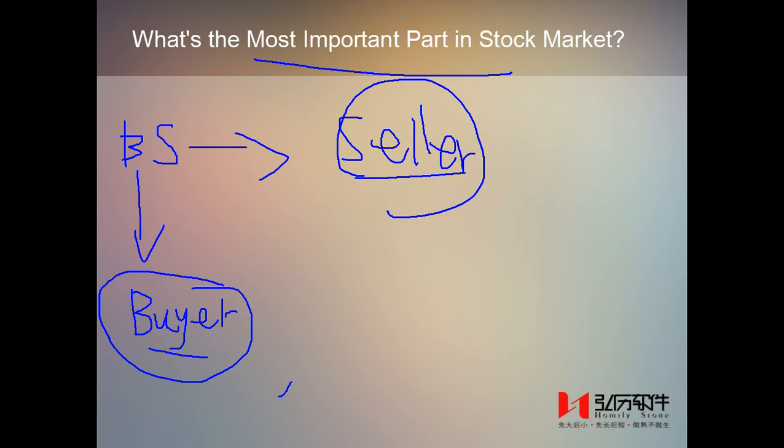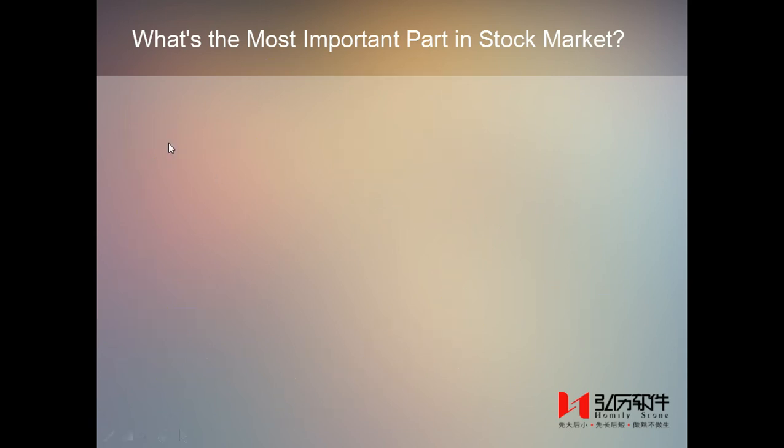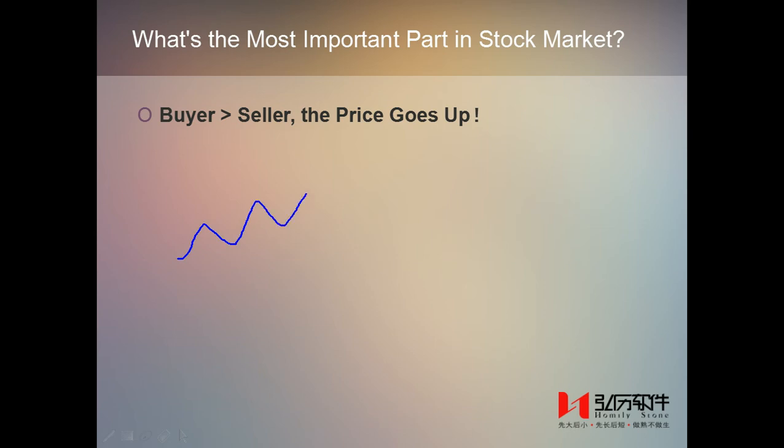Sometimes the price goes up, sometimes the price drops down, right? So when the price goes up, what will happen? When the price drops down, what will happen? You will see the first condition: when the buyer is stronger than the seller, the price goes up. So many people want to buy this stock, right? Then the price goes up.